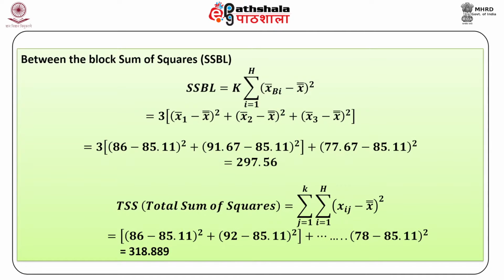Similarly, as we have defined earlier, the between the block sum of squares, SSBL, is defined to be equal to k into summation of xbi bar minus x double bar square, where i ranges from 1 to h. Now this is equal to 3 into x1 bar minus x double bar square plus x2 bar minus x double bar square plus x3 bar minus x double bar square. And on substitution of these values, we get the value equal to 297.56.